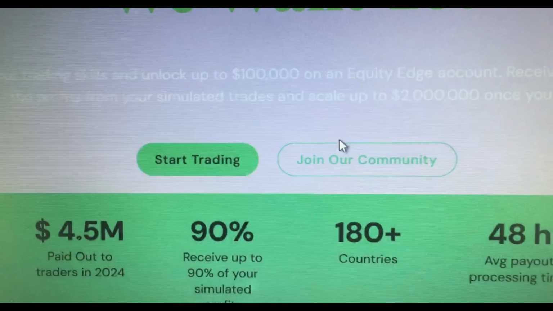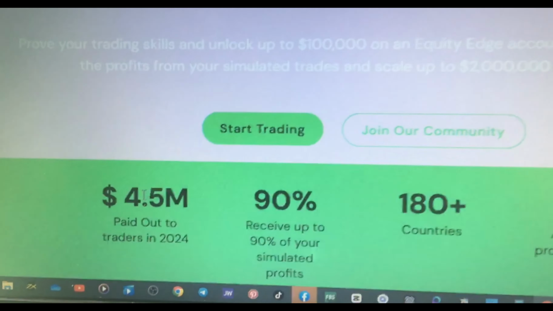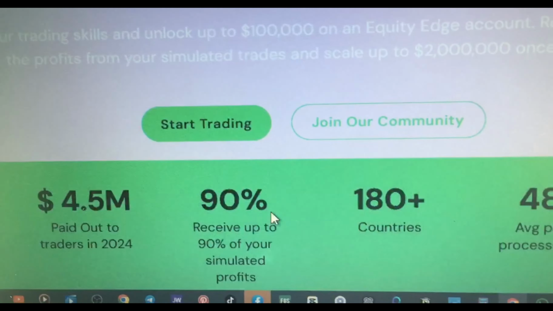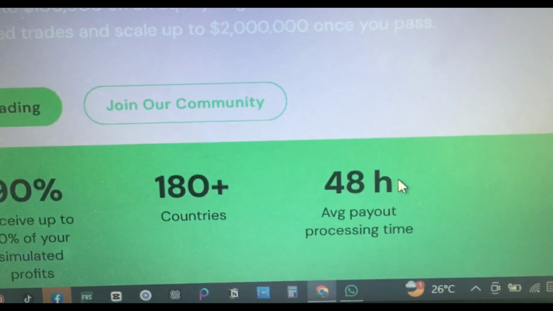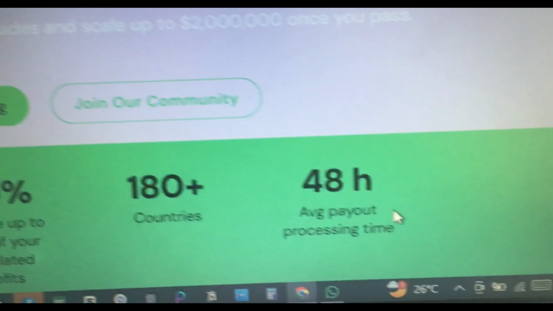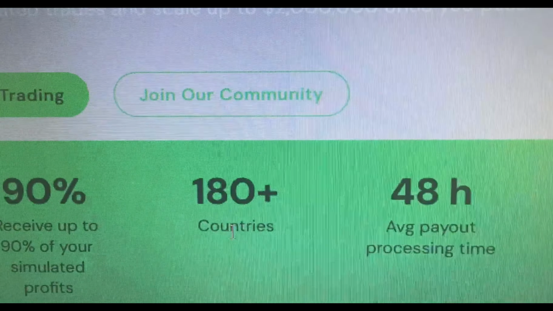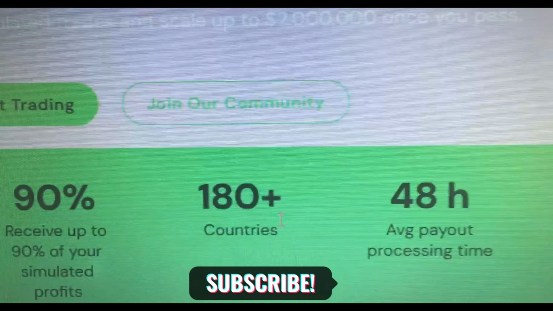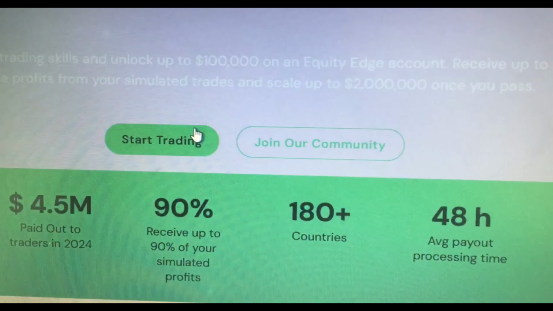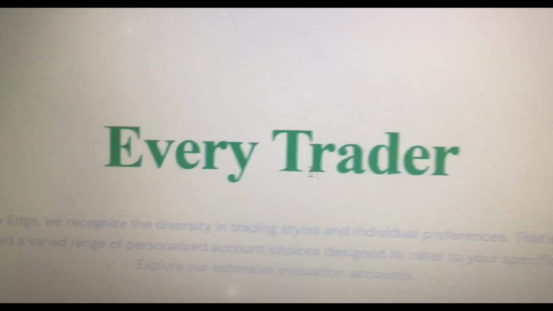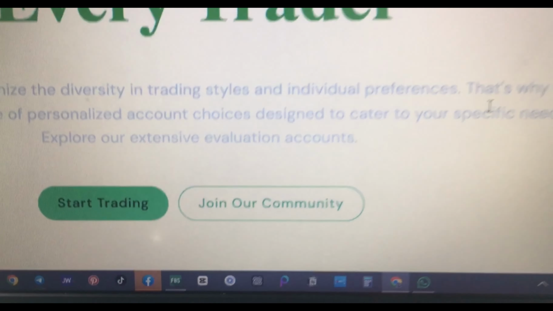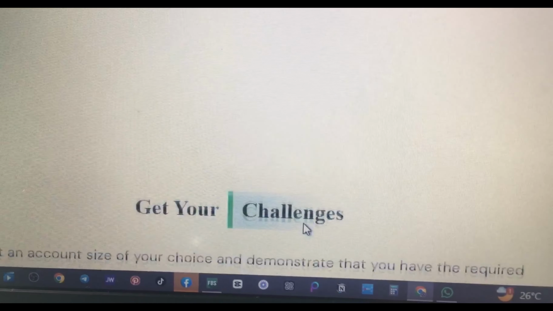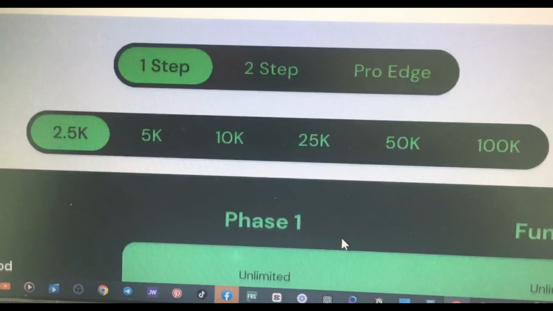So let's start trading. Click on start trading. This is what amazes me: they give 90% profit split on your first payout, their average payout processing time is 24 hours, and they are used in 180 plus countries. So let's start trading with them, guys. If you don't understand their rules, you can join their community on Discord and ask questions. So let's get an account.